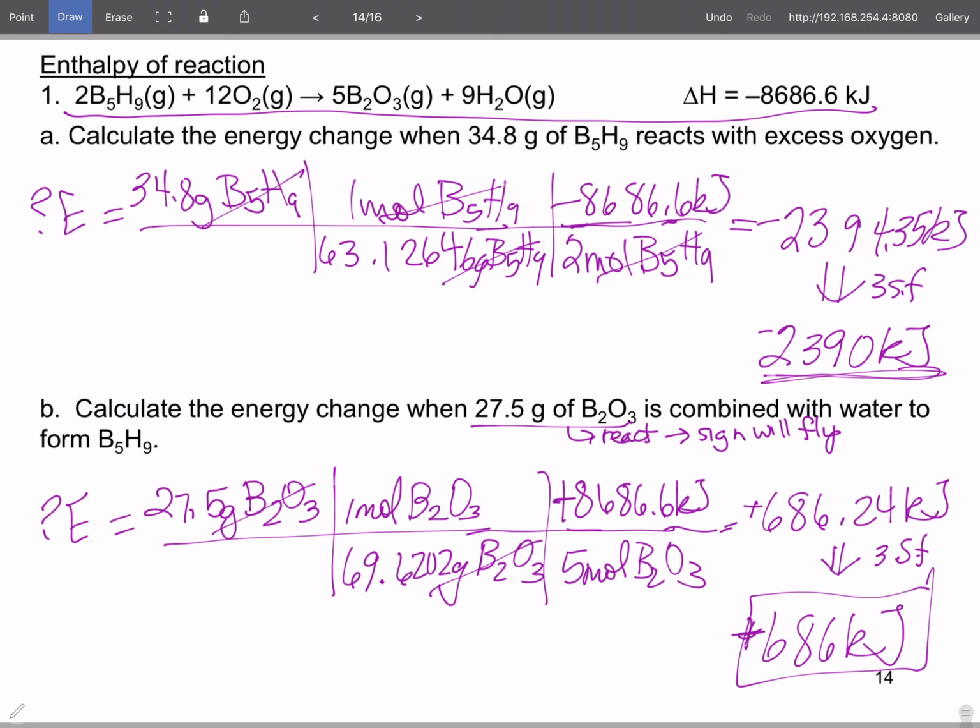Now, is it important that you put the positive in? Again, my recommendation is put the positive in, because if you put the positive in, then you're less likely to forget it when it's a negative. If you choose not to, then you're more likely to forget the negative. So it's just a good habit to be in.